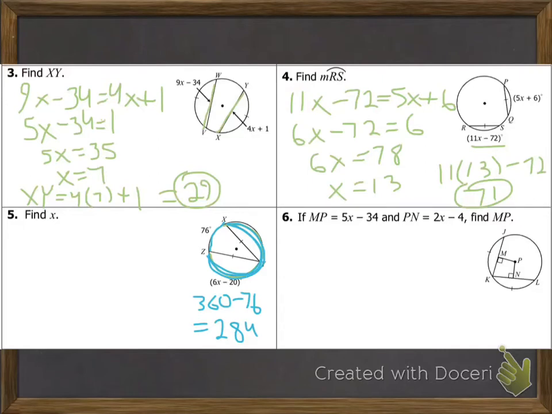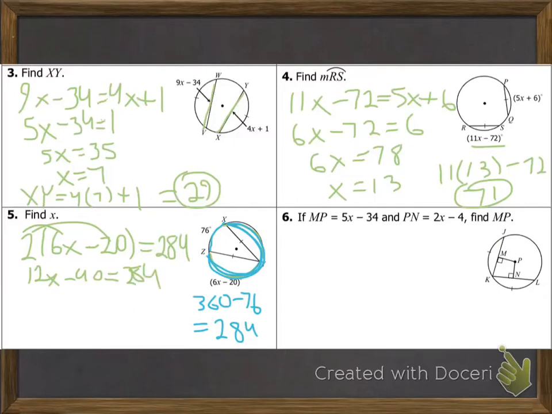So I'm going to take the 6x minus 20. I need to multiply it by 2 because remember, there's two chords, not just one, and set it equal to 284. So we're going to have 2 times 6x minus 20 equals 284. You need to distribute the 2. So we're going to get 12x minus 40 equals 284. Add the 40 to both sides, and 12x is going to be equal to 324.